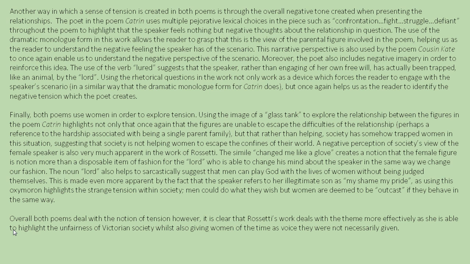The use of dramatic monologues, we're now looking at form, in this work allows the reader to grasp that this is the view of the parental figure involved in the poem, helping us as the reader to understand the negative feeling the speaker has of the scenario. This narrative perspective is also used by the poem Cousin Kate to once again enable us to understand the negative perspectives of the scenario. Moreover, the poet also includes negative imagery in order to reinforce this idea.